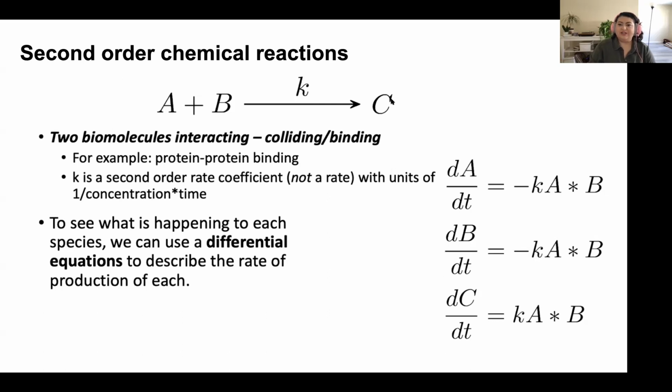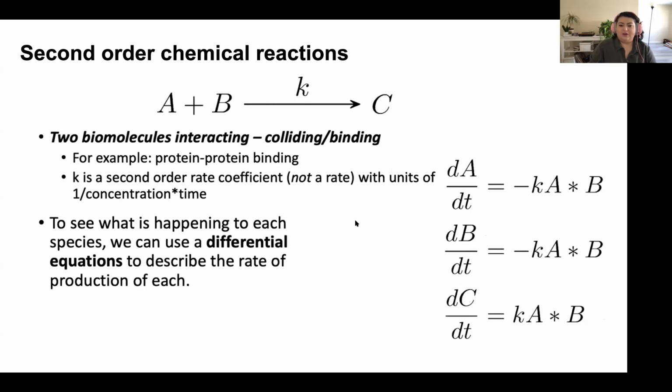And C, we're actually gaining C. So C looks more like the first order. So here we are gaining C from A that's attached to B with a coefficient of k. And in this case, there's no negative on C because we're not losing C, we're just gaining C.